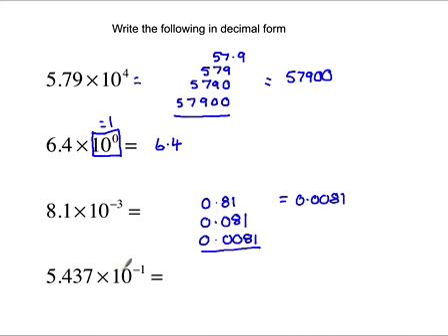With the last one, this is telling us that we only need to move it one place along. So we can see that effectively that 5 is just going to jump into this position here. Everything's moving along just one place. So we're going to get 0.5437.